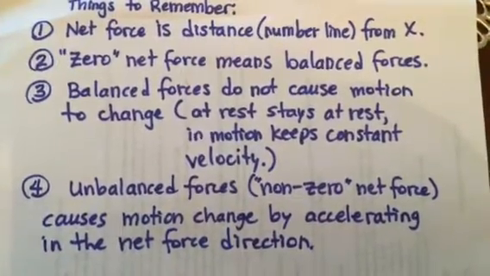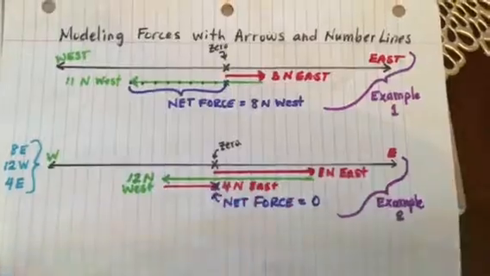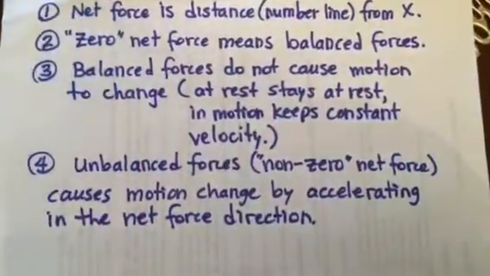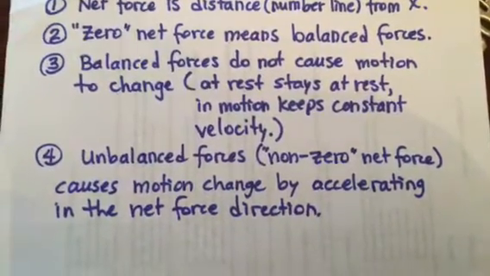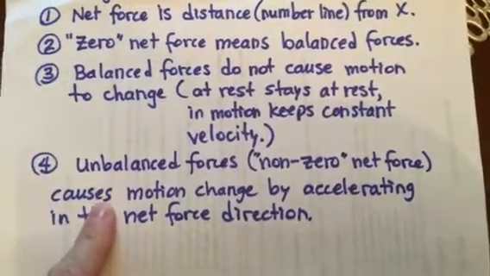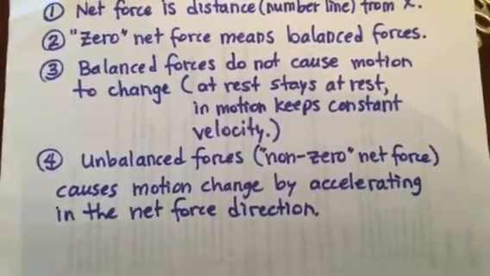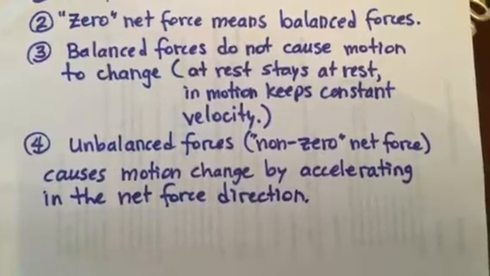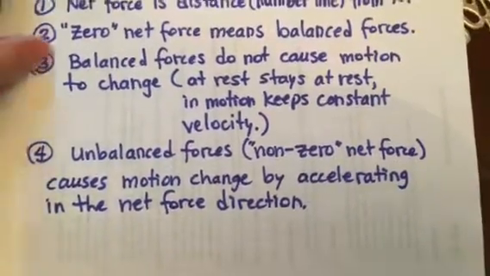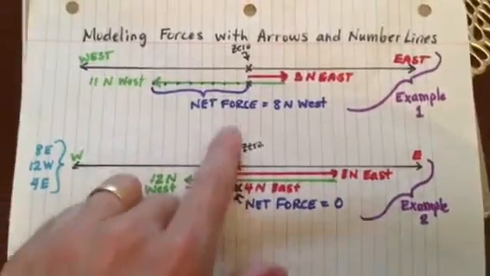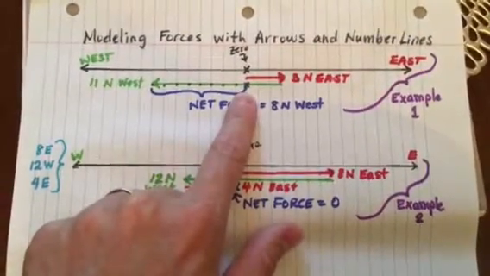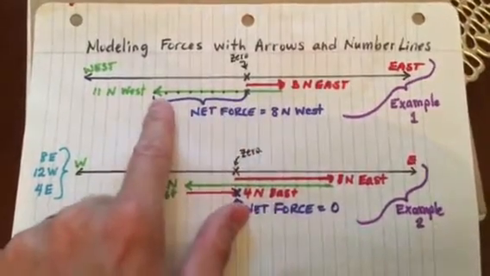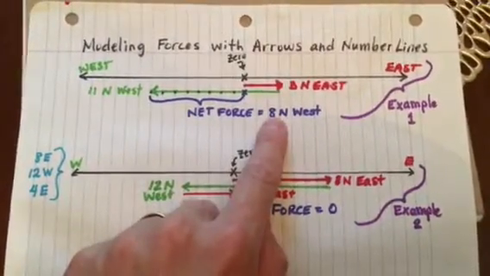And then number 4, unbalanced forces, such as this one, non-zero net forces, they do cause motion to change, and you'll have to excuse my grammar here. I don't have subject-verb agreement. They do cause motion to change by accelerating whatever it is in the direction of the net force. So in this case, whatever this object is that we're putting these forces on would be changing its motion by accelerating to the west under a force of 8 newtons.